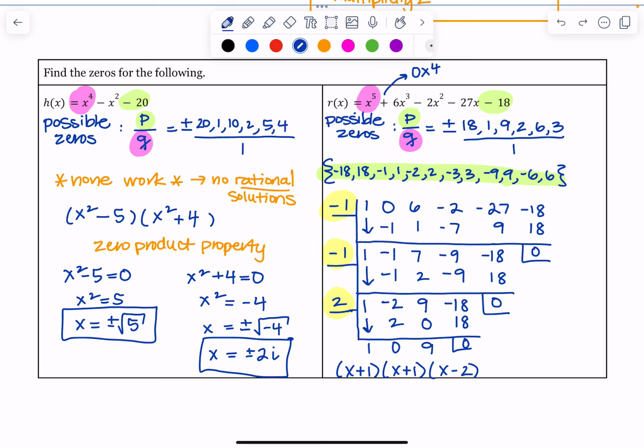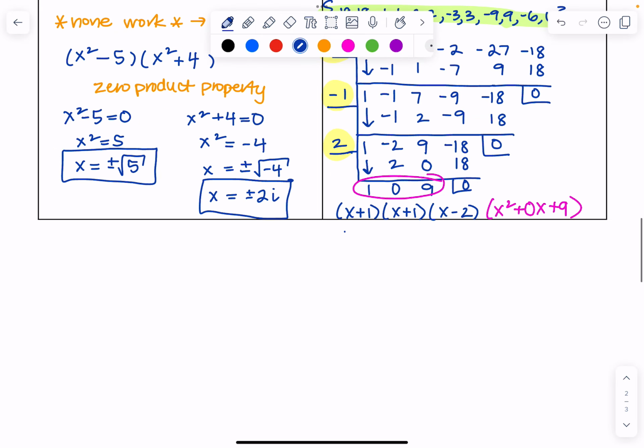So for our bottom row, I'll keep it pink, I guess. Bottom row, this turns into x squared plus 0x plus 9. That 0x is kind of weird, so I'll write it better here. And notice here, we can just write x plus 1 squared because it happens twice. And then we've got x minus 2, and then we're just left with x squared plus 9.